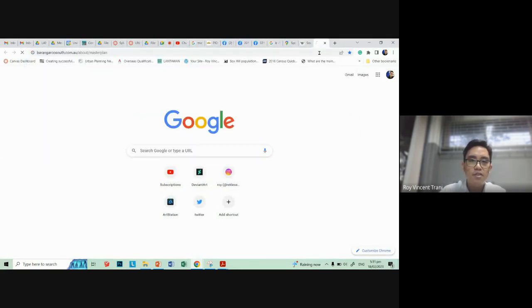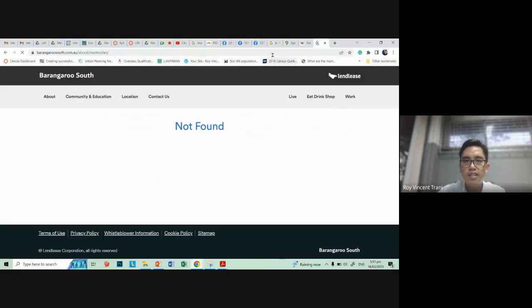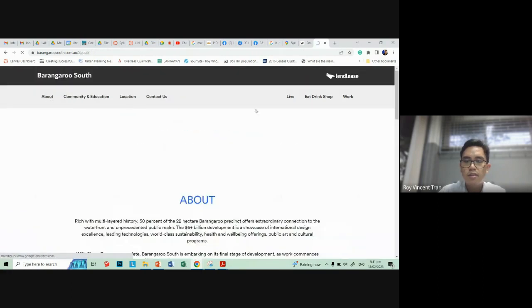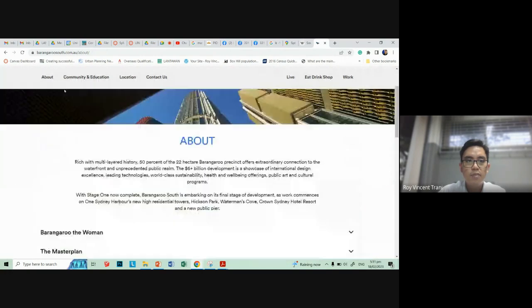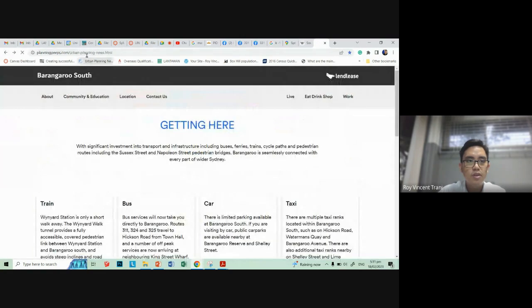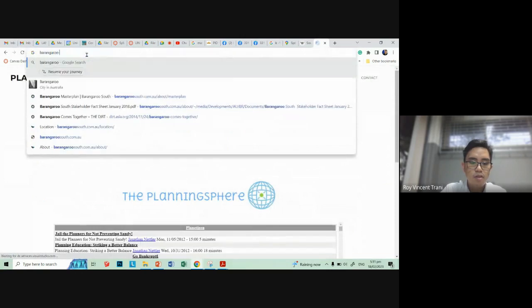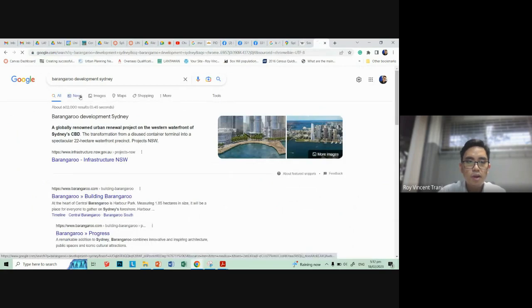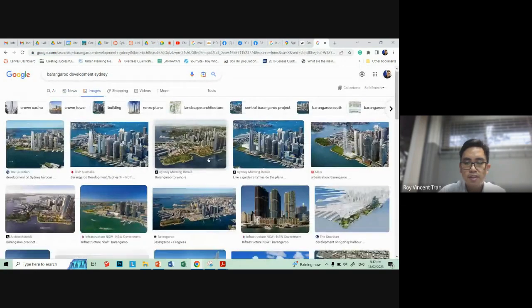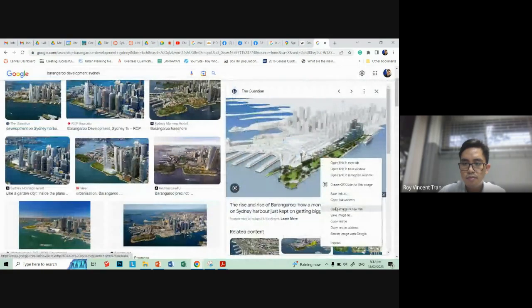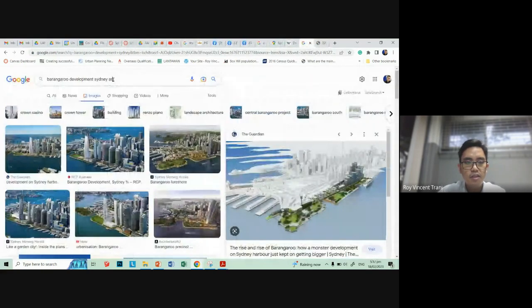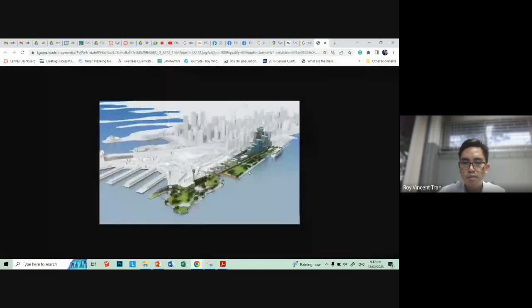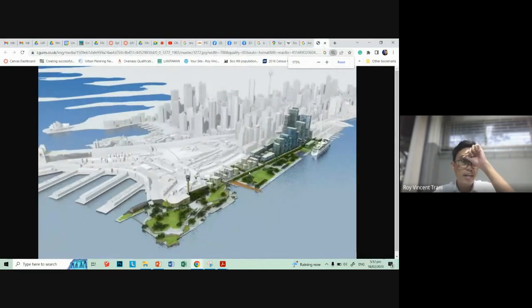Barangaroo. This is one of my favorite topics because I've seen it develop. Let's see, location. There should be a map here. Barangaroo development, Sydney. Okay, so it's a waterfront development. If you see the map here, this one is a good image. I'll try to calculate the area for you guys because I can't remember it off the top of my head. 22 hectares, waterfront precinct. So this is a large urban planning project.